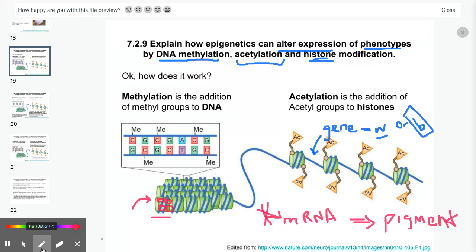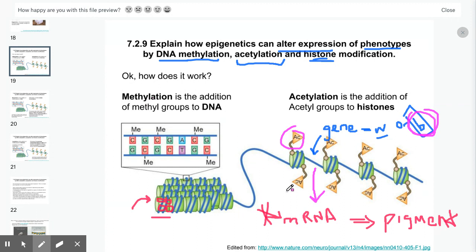However, if we attach an acetyl group here to the histones on our nucleosome, it actually doesn't let our nucleosomes get close together. Then the gene is exposed. Then you can make messenger RNA. Then you can make the pigment. And our gene for black colored hair is expressed. So that's how this works. Methylation inhibits transcription. Acetylation activates transcription.